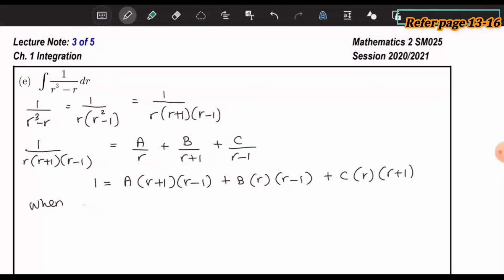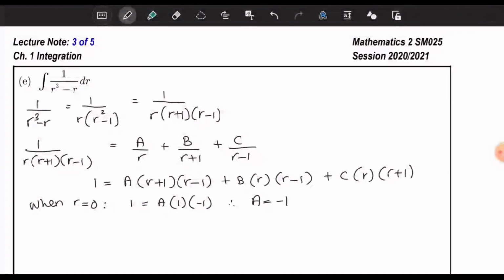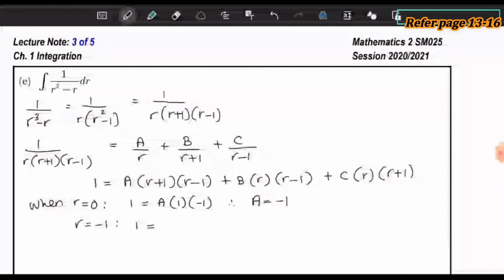Next, we substitute the suitable value of r. Now we are using r as variable. When r equals 0, 1 equals a times (0 + 1) which is 1, times (0 − 1) which is −1, and the rest becomes 0. Therefore, we get a equals −1. Next, when r equals −1, the a part becomes 0, so we have b times (−1) times (−2), and the c part is also 0. Therefore, b is half.